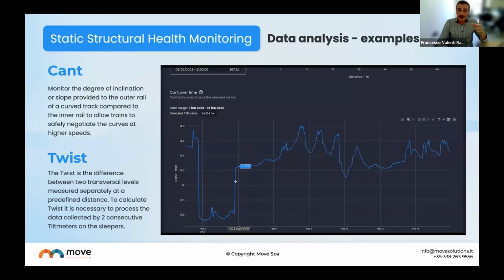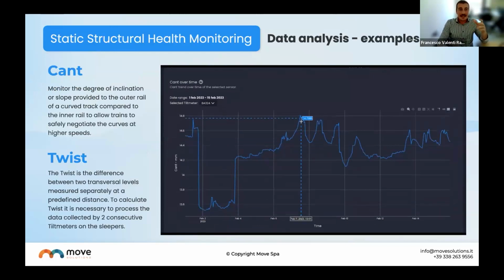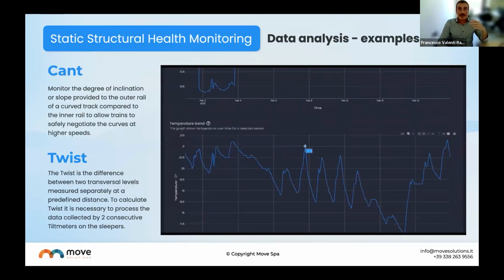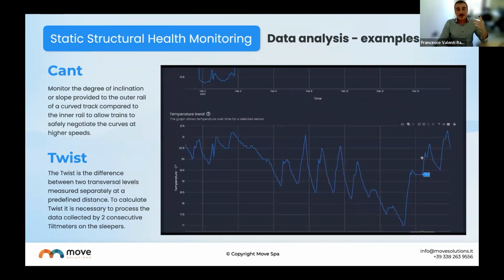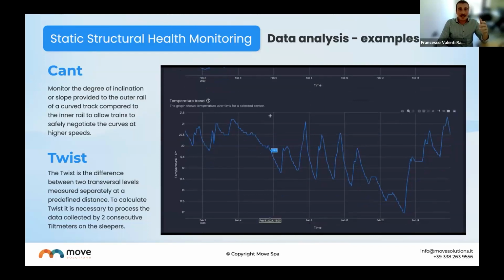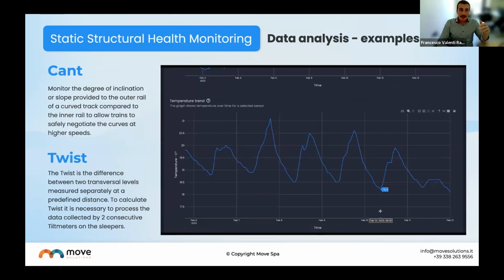Then, going forward with the tools of the static SHM and the tilt meter, we have the cant and the twist, because Move Solutions also offers the full range of solutions for the environment of track geometry monitoring. This is an example of the railway tools with the cant and the twist tools.